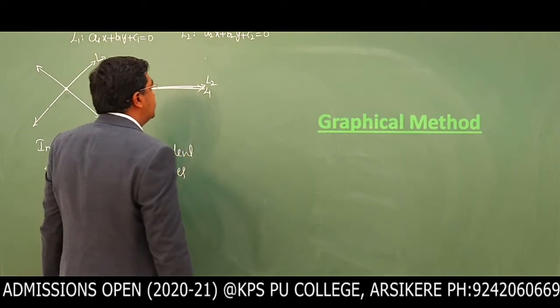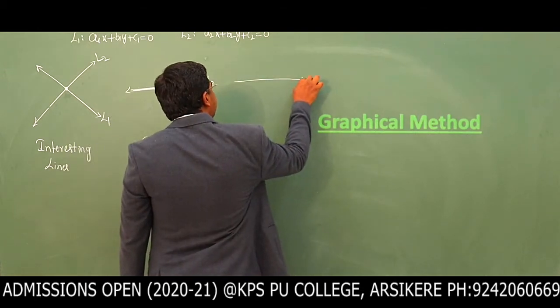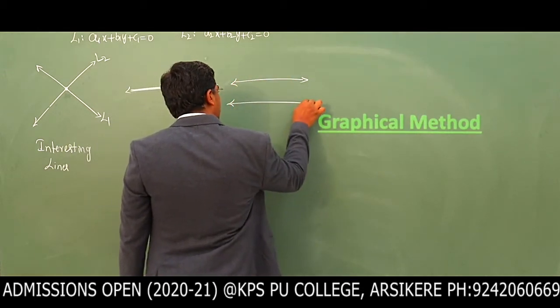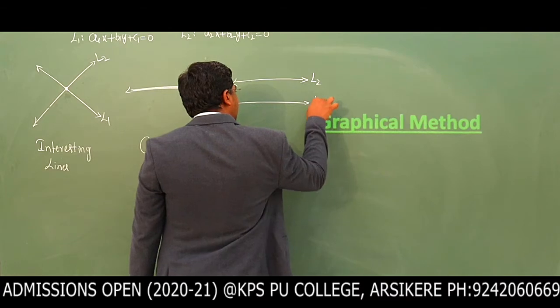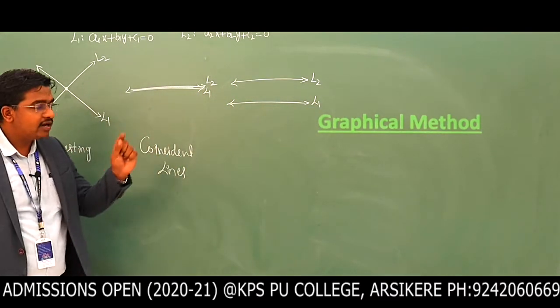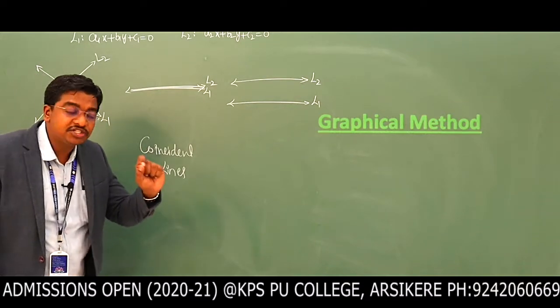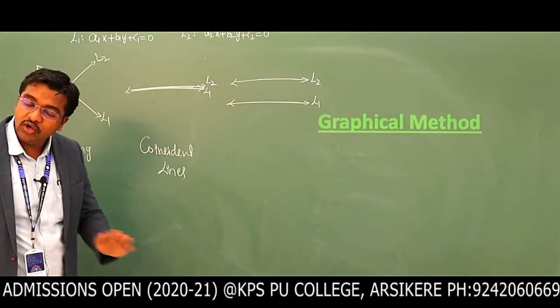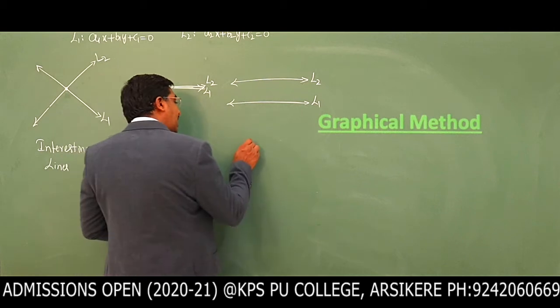And the third one: when the lines are parallel. This is line L2 and this is line L1. Is there any point which is common to both L1 and L2? No. It means here the lines are parallel.